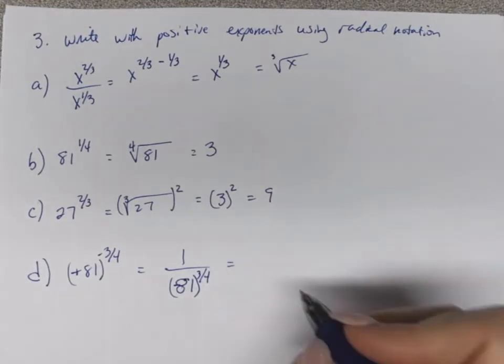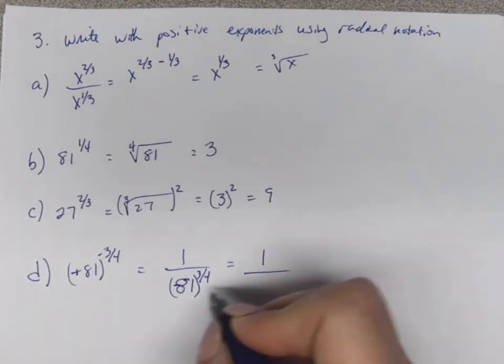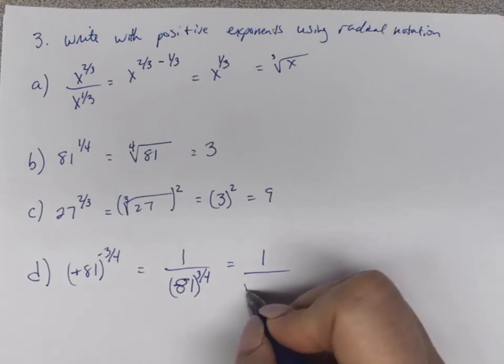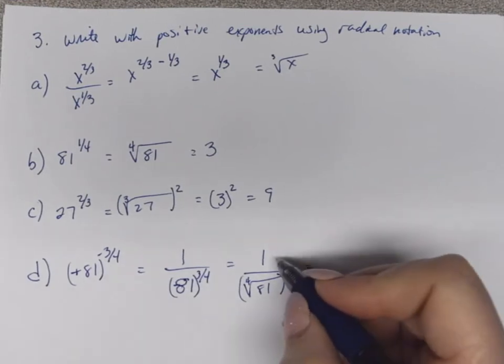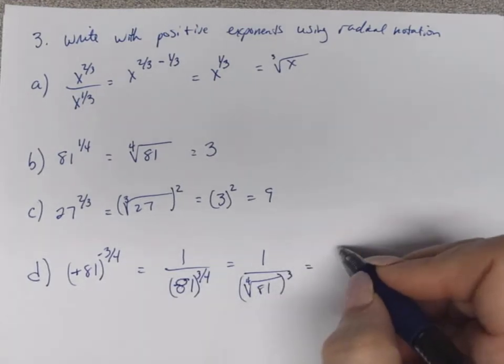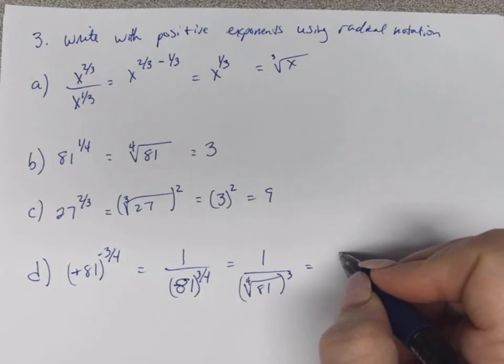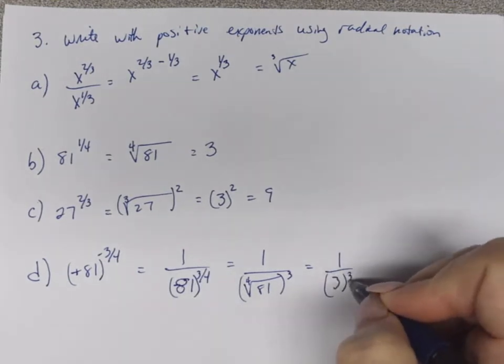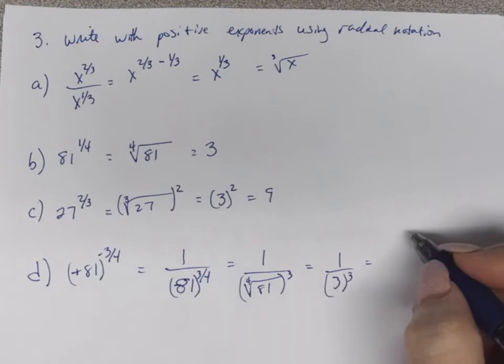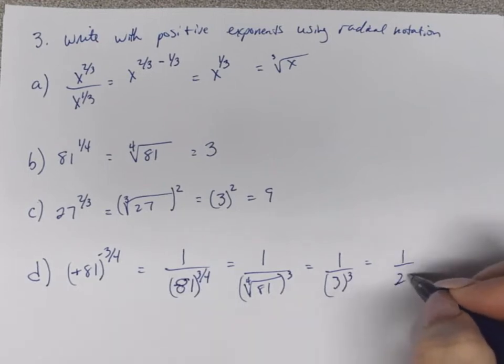Now what we can do is change this to the 4th root of 81, and then we will cube it. So the fourth root of 81 is again 3, just like we saw a little bit ago. So 3, and that 3 is going to be cubed, and 3 cubed will get us 27. So it'll be 1 over 27.